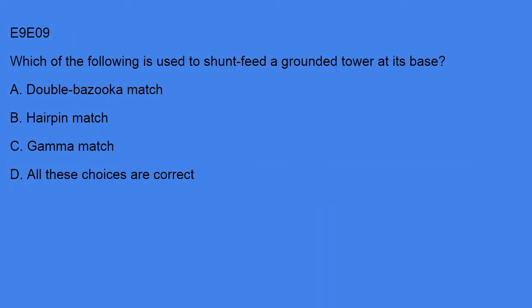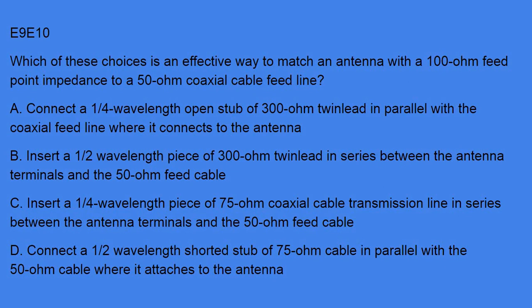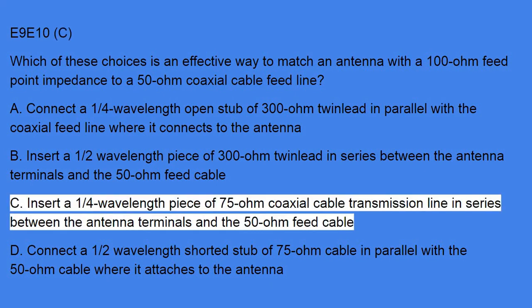E9E09, which of the following is used to shunt feed a grounded tower at its base? A gamma match. E9E10, which of these choices is an effective way to match an antenna with a 100 ohm feed point impedance to a 50 ohm coaxial cable feed line? Insert a quarter wave piece of 75 ohm coaxial cable transmission line in series between the antenna terminals and the 50 ohm feed cable.